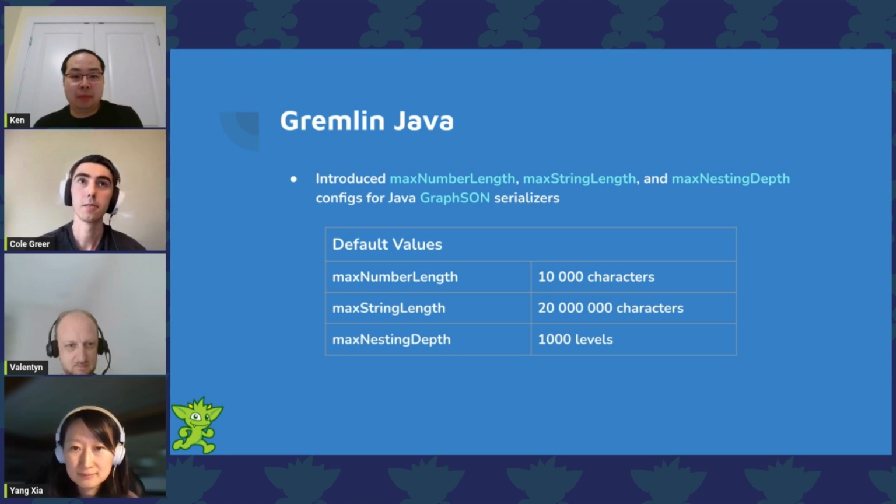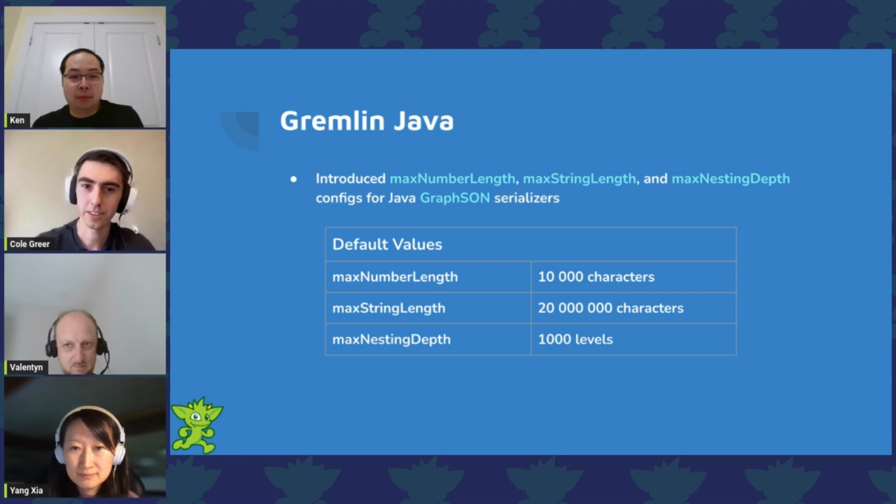The idea with these defaults is that our hope is that the vast majority of users will never have to change these, never need to think about them. I think they should be sufficiently large, but if for some reason you've got very large numbers or something, they are configurable, so you can override them if you need to.